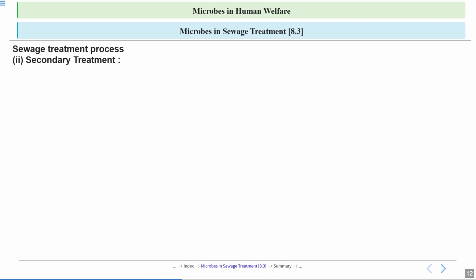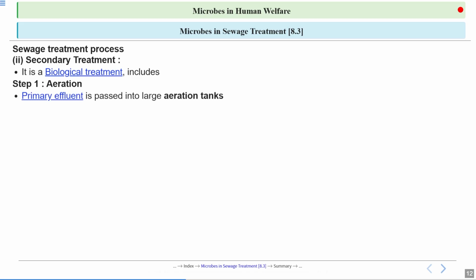Let's talk about secondary treatment. It is a biological process, means microorganisms are being used here. First step is aeration. Here the air is added to the water, because air is used for decomposition of the organic matter. So the primary effluent is passed into large aeration tanks. Water from the primary treatment is moved into big tanks and then air is passed.